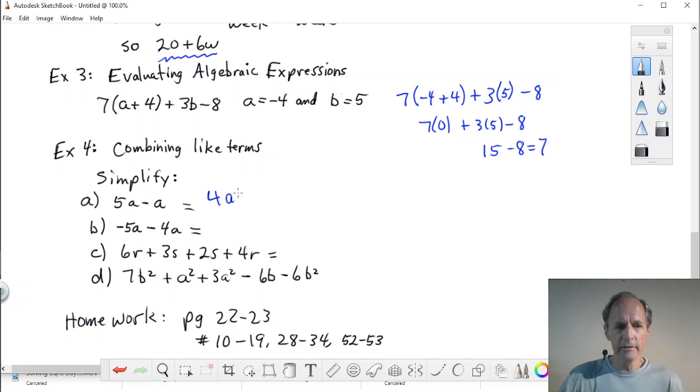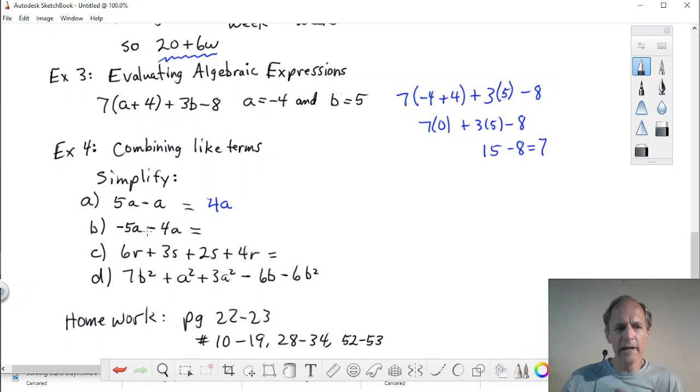You could think of it as saying 5 A's. 5 times A means that's how many A's you have, right? There's 5 of them. And you're subtracting A. You're subtracting a single A from those 5 A's. You're left with 4 of them.